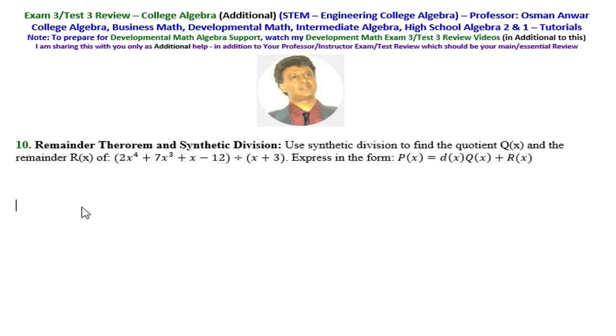Number 10 is remainder theorem and synthetic division. Use synthetic division to find the quotient q of x and the remainder r of x of 2x to the 4 plus 7x cubed plus x minus 12 divided by x plus 3. Expressed in the form of p of x equals d of x times q of x plus r of x. So this is the same as what we did in number 9, except here we're going to use synthetic division.